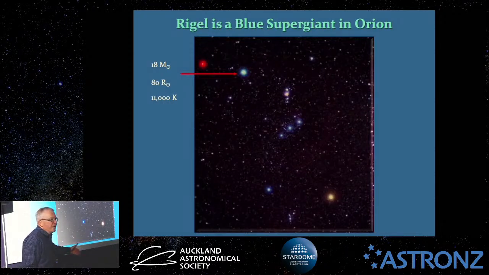So what does that tell you? It's going to be much less than 40, isn't it? So what's it going to end up as one day? It's going to end up as a red supergiant. It's going to hold itself together reasonably stable because it's less than the magic number of about 40. Radius-wise, it's 80 times the size of our sun. Temperature-wise, it's about 11,000 degrees. So that's Rigel, a blue supergiant.